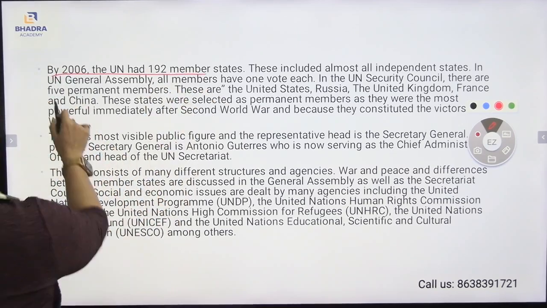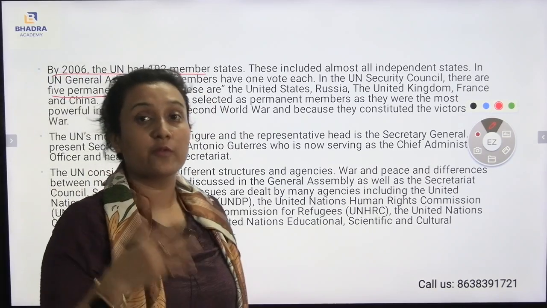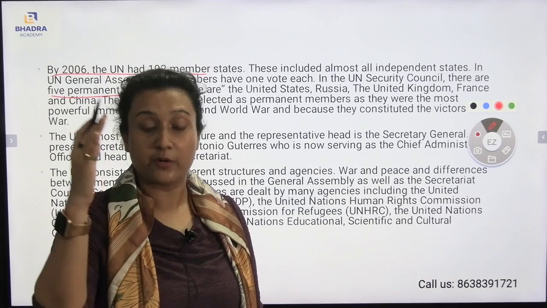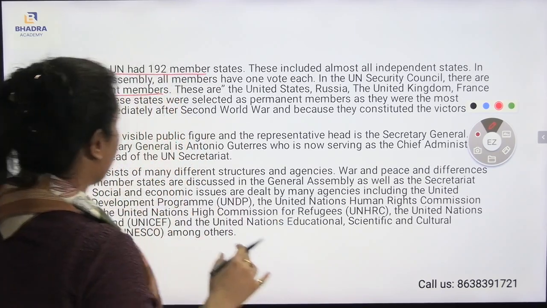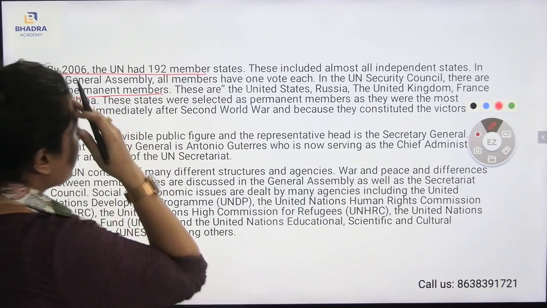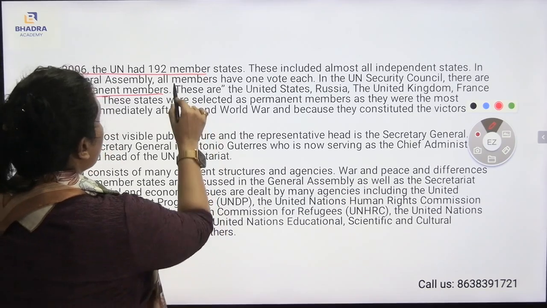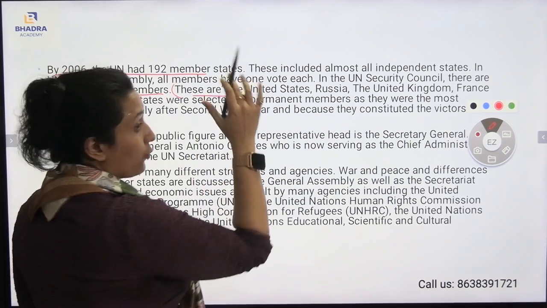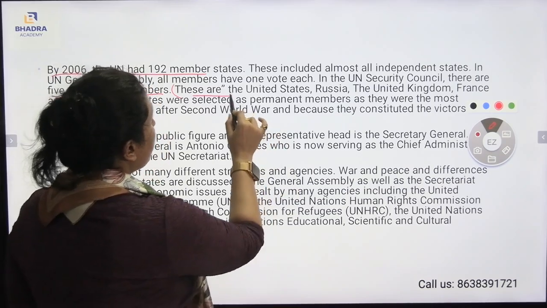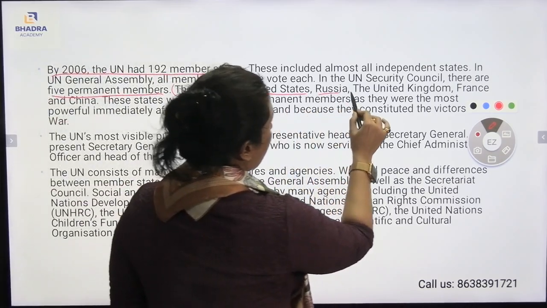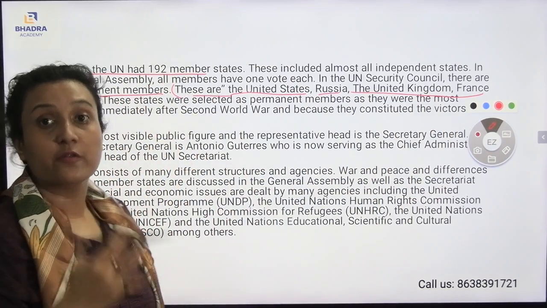On the other hand, there were 5 permanent members in the UN Security Council, and the other 192 member states also joined the organization in the year 2006. The 5 permanent member states under the UN are: first the United States, second Russia, the United Kingdom, France, and China. They were the permanent members of the United Nations.